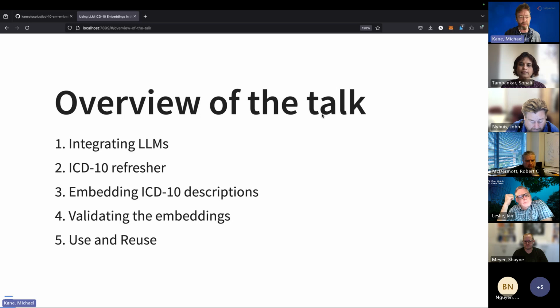And then after that, I'll go over a quick ICD refresher. I'll tell you basically what these embeddings are and how they work. I'll show how we validated them, in other words, how we made sure that they actually do the thing that they're supposed to do. And then I will go over a little bit of use and reuse.